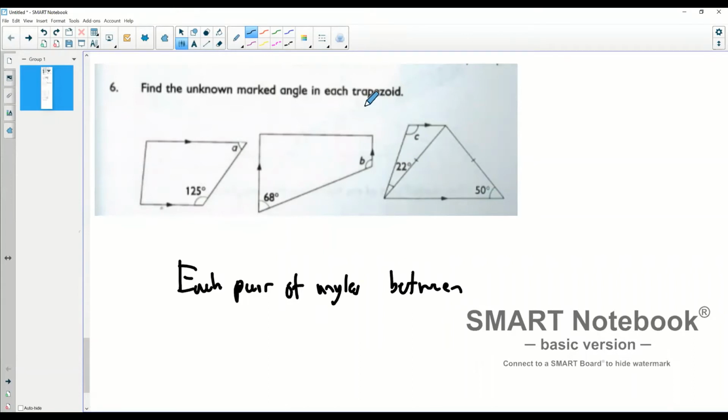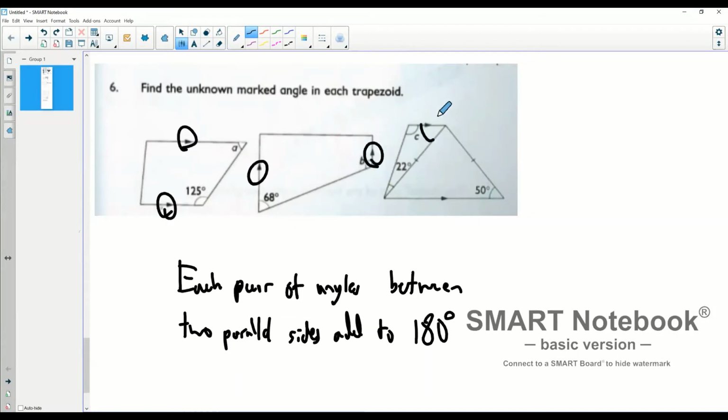But yeah, so for trapezoids, all we have to remember is that each pair of angles between two parallel sides adds to 180 degrees. So what does this mean? Well, we have to remember that a trapezoid only has one pair of parallel sides. A rhombus and a parallelogram both have two pairs, but a trapezoid only has one pair. You can tell which one's the pair because they'll have arrows. These denote that these sides are all parallel. So the arrows tell you which sides are parallel, and each pair of angles between two parallel sides adds to 180.